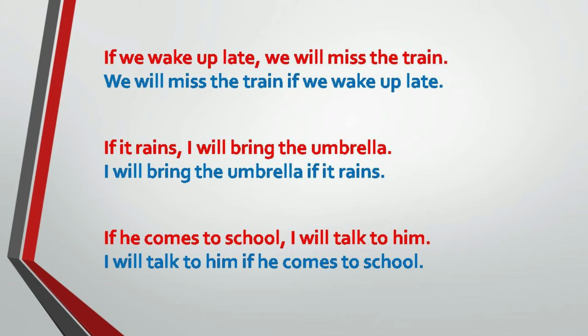So another 2 examples, if it rains, I will bring the umbrella. You can write the other way, I will bring the umbrella if it rains. If he comes to school, I will talk to him. Here also you can write the other way, I will talk to him if he comes to school. So we have completed the first type of conditional sentence. Now let's move on to the type 2 conditional sentence.